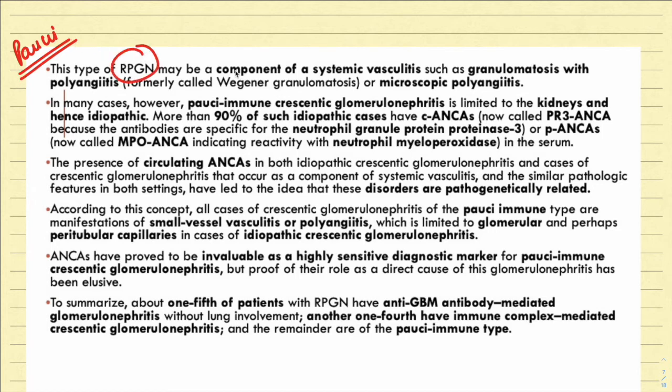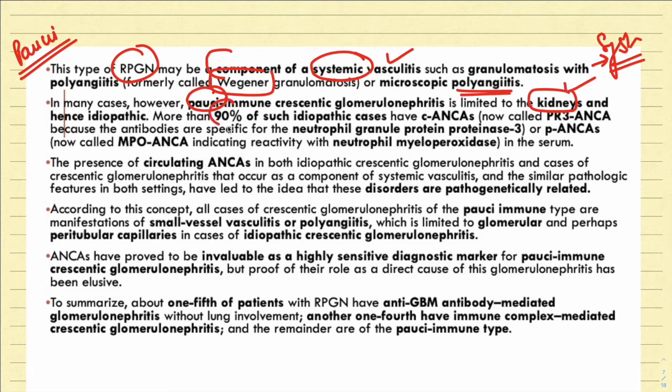So this type of RPGN may be a component of systemic vasculitis, such as it might be associated with a condition called granulomatosis with polyangiitis. Formerly this was also called Wegener granulomatosis, or microscopic polyangiitis. So it might be associated with granulomatosis with polyangiitis, or with microscopic polyangiitis. So you should understand there is a history of vasculitis in such cases. Now in many cases the pauci-immune crescentic glomerulonephritis is limited to the kidneys. So in many conditions they are systemic, but in many conditions they are primarily located just in the kidneys, and hence they are idiopathic. The cause is not known.